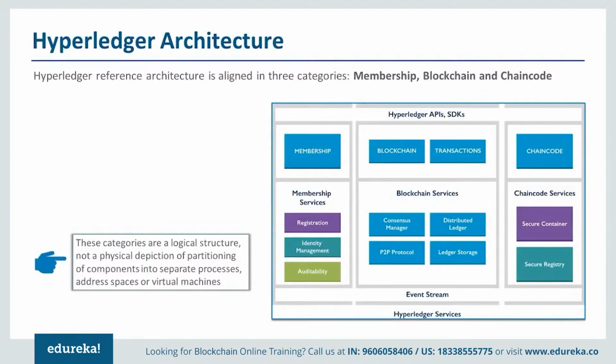Now this is the high level architecture of your Hyperledger Fabric. So you have a membership service. Within the membership service, you have the registration. Registration means you can register the users. You can have the identity management, what level of access those users will have. And then you have auditability, where you can at any point of time find the complete trace of any individual doing any activities in the network.